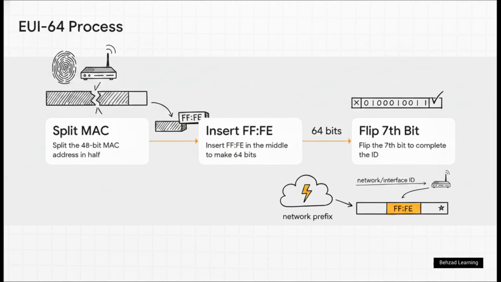Using what's called the EUI-64 cheat code, we just chop that MAC address in half, smash the hex digits FFFE right into the middle to stretch it out to 64 bits, and then flip the 7th bit. And boom, you just automatically generated a unique interface ID without typing a single address digit yourself.